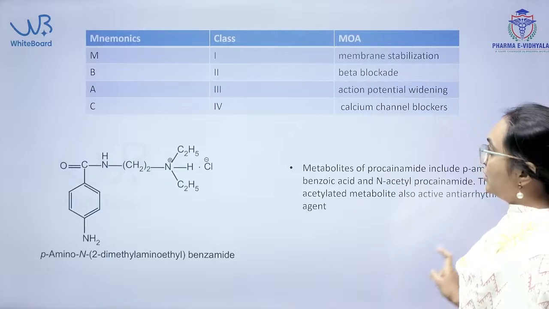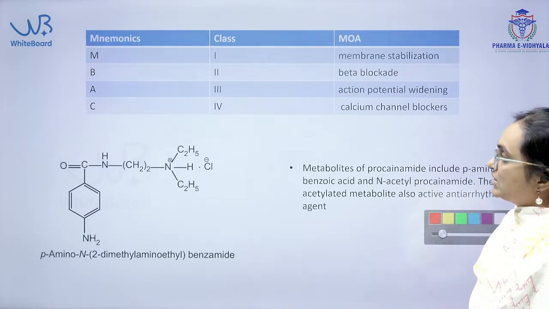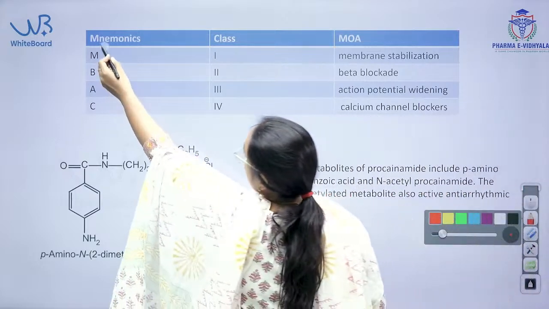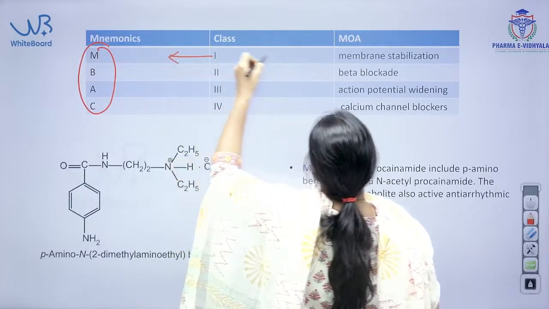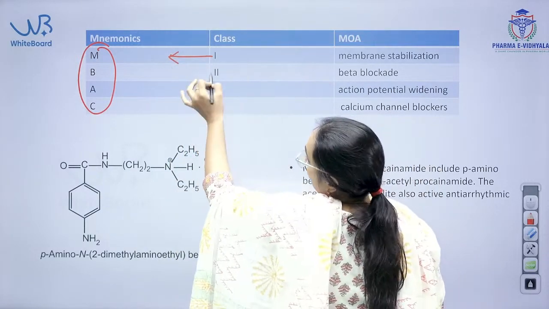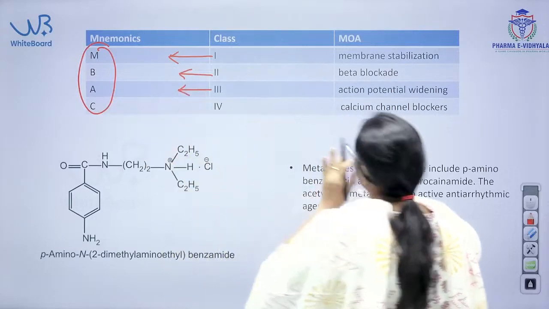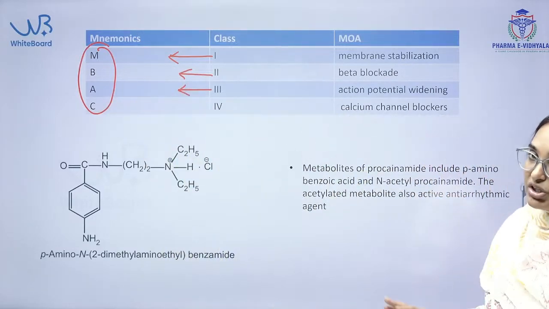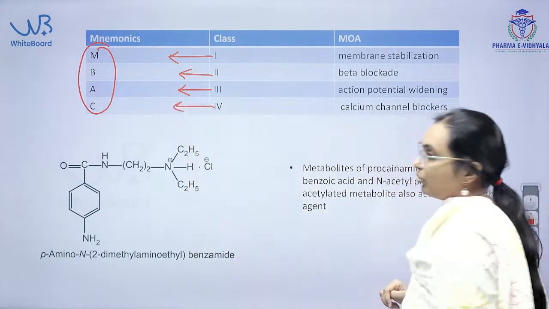Bretylium tosylate. And you can also remember the mechanism of action like this: MBA college. Class 1, membrane stabilizing mechanism of action. Class 2, beta blocker. Class 3, action potential widening, or potassium channel blocker. Class 4 is calcium channel blocker.